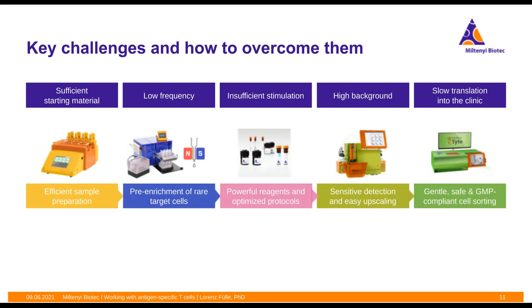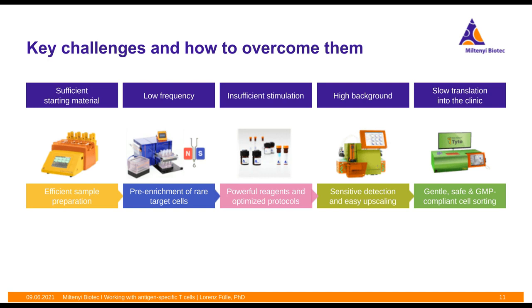Of course, with low cell frequencies, it is all the more important to prepare the starting material in an optimal way to prevent losing the cells in the first place. To ensure high cell numbers, the cells can also be pre-enriched magnetically or via flow sorting, for example. Another common problem with antigen-specific T cells is often insufficient stimulation. Only by using powerful reagents and optimized protocols can the cells be efficiently stimulated.